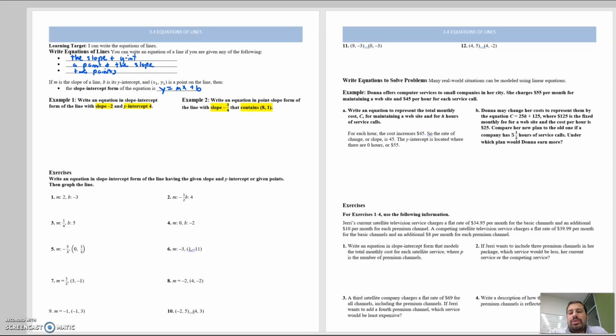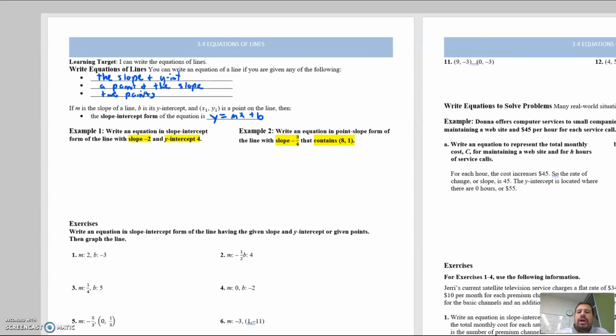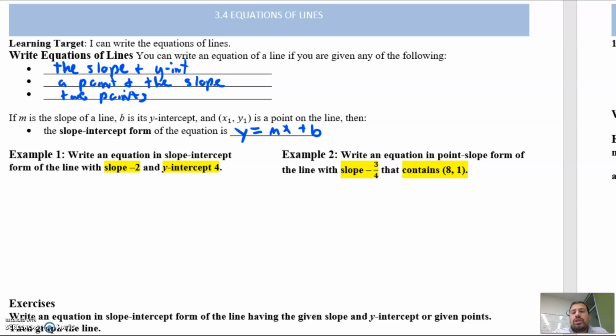So what are our three options? You can write the equation of a line if you're given the slope and the y-intercept. That's the most direct option that we have. If we have both the slope and the y-intercept, we can plug them into our equation of a line, which is y equals mx plus b, pretty quickly.